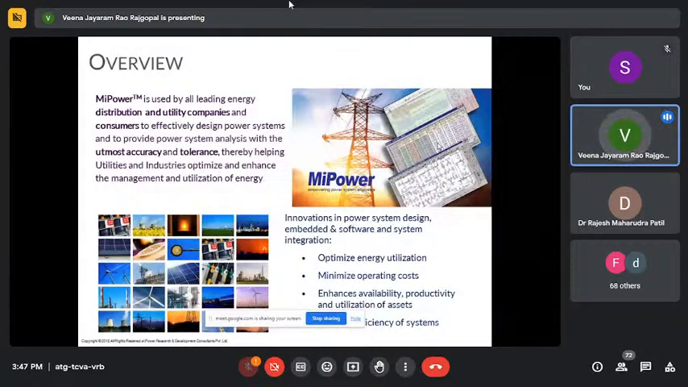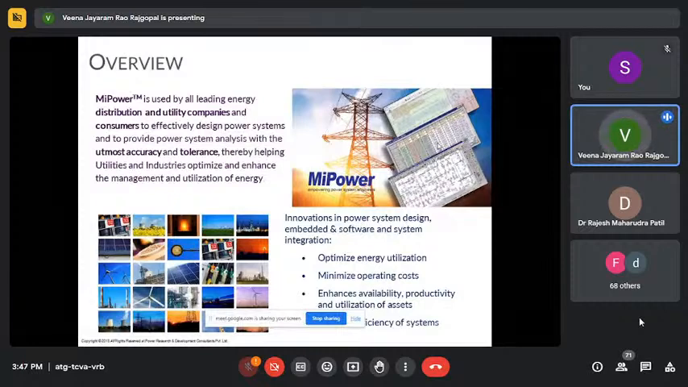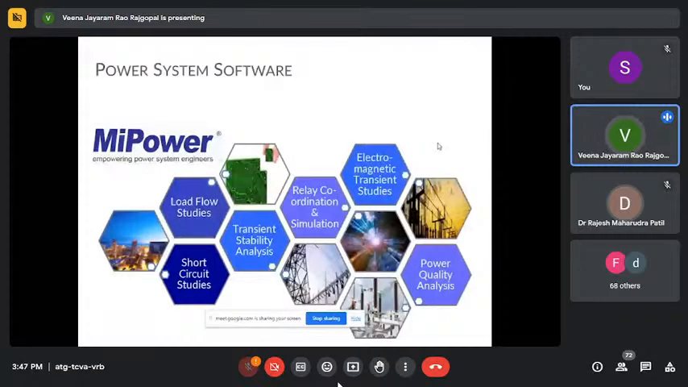So our clients include, as I told, the utility sectors, the transmission companies, the distribution sector, the DISCOMs, and then the academics, and also the consultants. So these are our major client sectors. They use it, as I told you, for design, operation, and also for the planning of their system. So here, when I talk about MyPower, it has got.